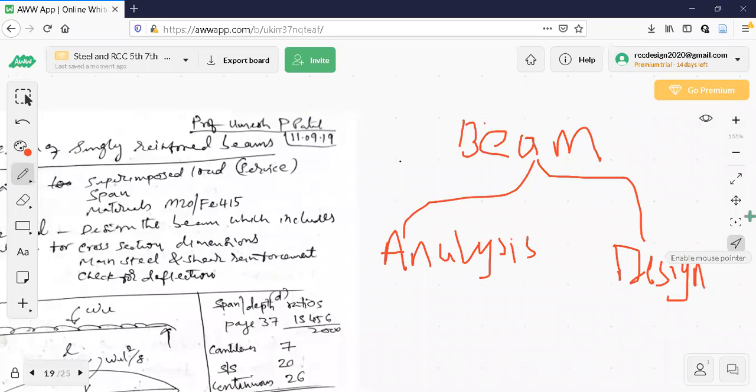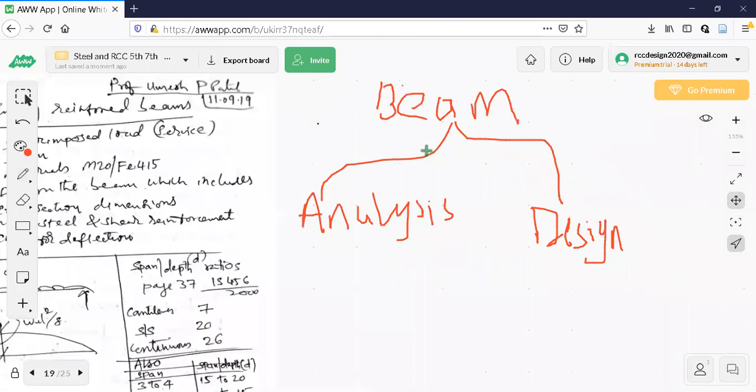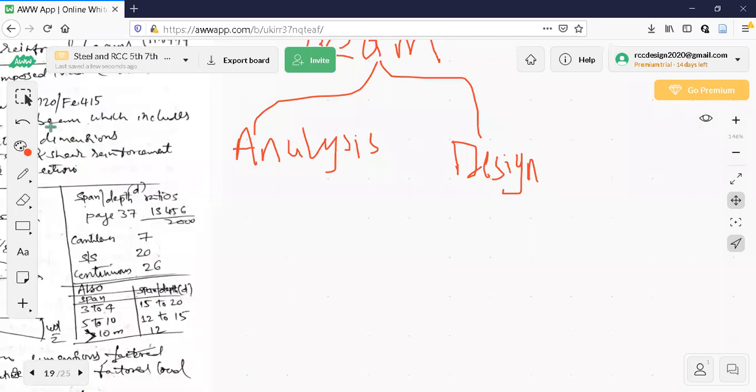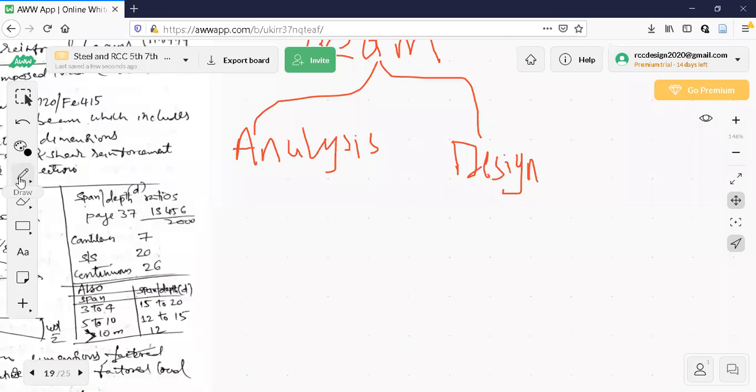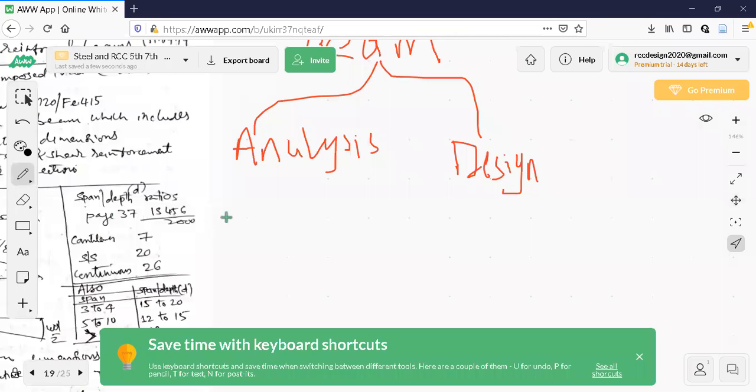Observe here. In analysis, what we have done, I'll tell you. Observe. You can unmute. Those who are having this problem, you unmute it.